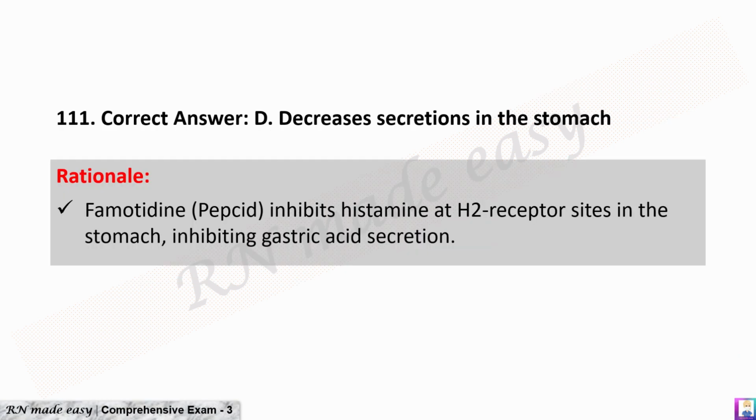The correct answer, D. Decreases secretions in the stomach. Rationale. Famotidine, Pepcid, inhibits histamine at H2 receptor sites in the stomach, inhibiting gastric acid secretion.